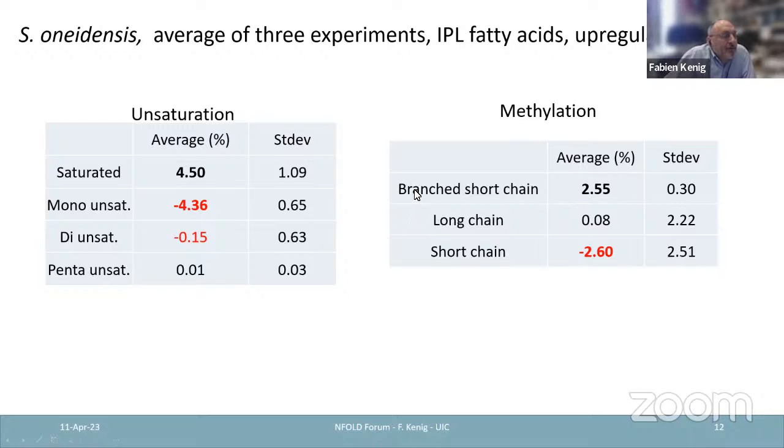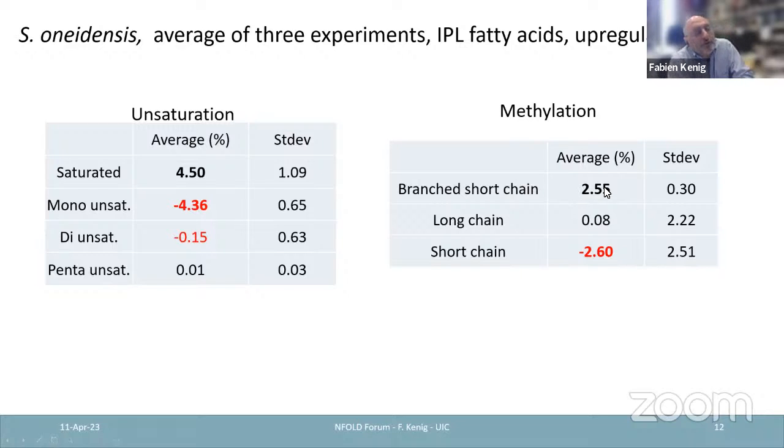And in contrast, we see that we have a branched chain, like the intact lipids I just showed you before, and that we have lost, we have downregulation of the short chain lipids. And this downregulation could tentatively be explaining why we have lost some short chain monounsaturated compounds and gained branched short chains.